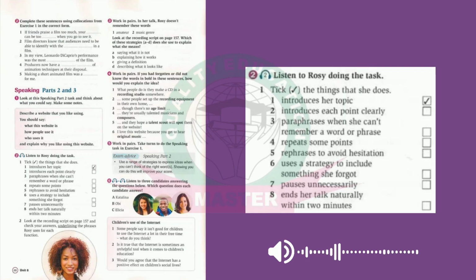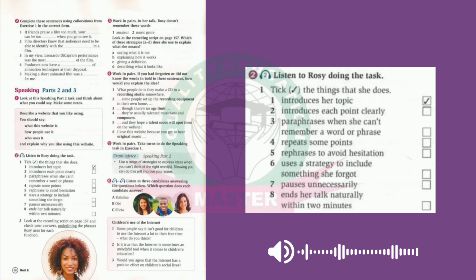So, what people do is they make a CD in a recording studio somewhere. I don't know whether some people set up the recording equipment in their own home. There's so much software around that you can use if you have the right kind of knowledge and skill. And then they have to make some copies of their CD and send them to CD Baby. I meant to say earlier, it's an American site. I think it's based in Oregon, so the CDs have to be sent there.